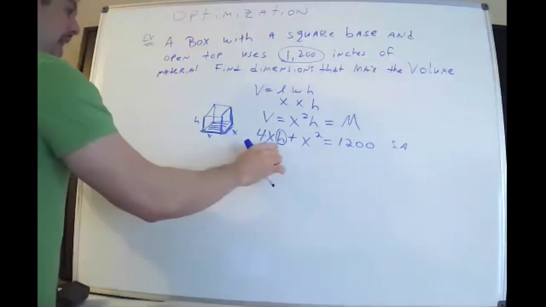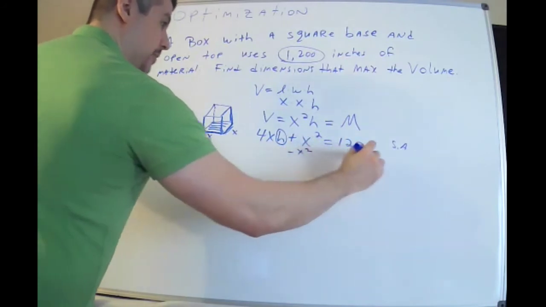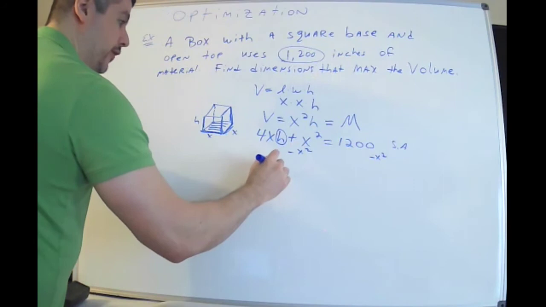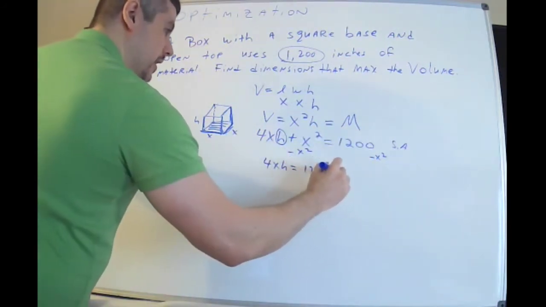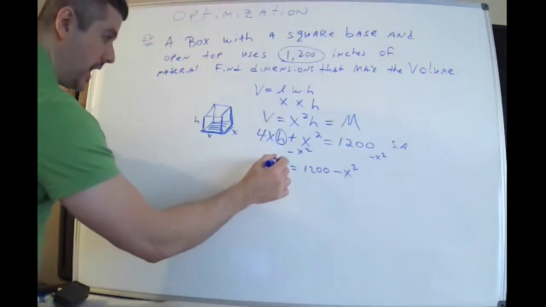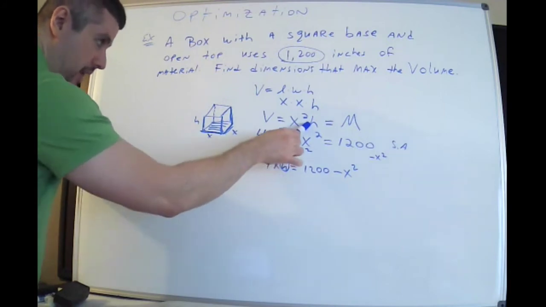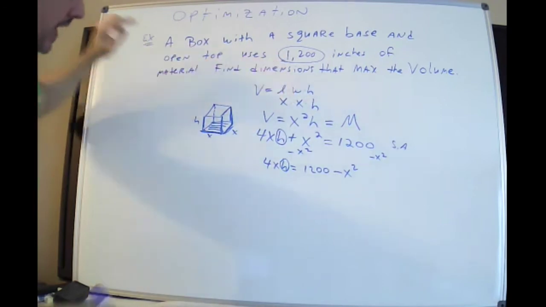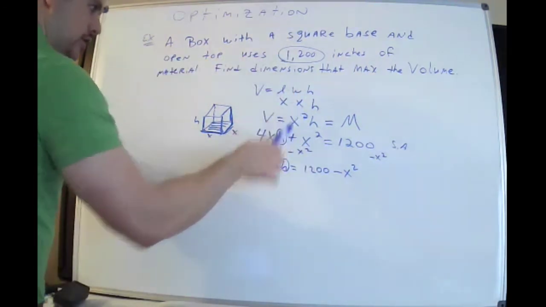So everybody that's not H has to go on the other side. So my first step is going to have to be to take away the x squared and knock it out. And now I'm left with 4xh. On the other side, I have 1,200 take away x squared. Now, again, I want h. Why do I want h? I want h so I can plug it in here. And then I will have all x's. And then I'm able to take a derivative. I cannot take the derivative of this yet. I have to get rid of the h.